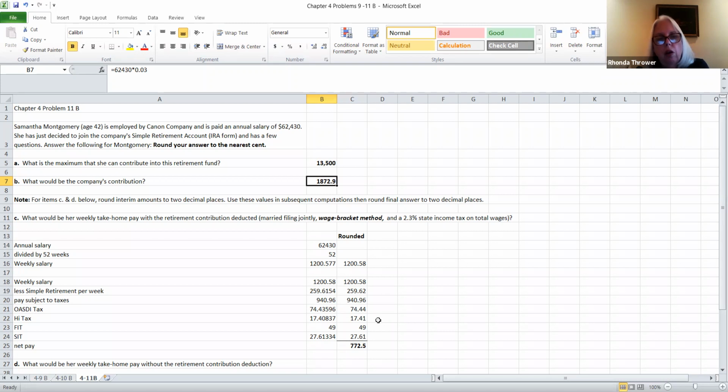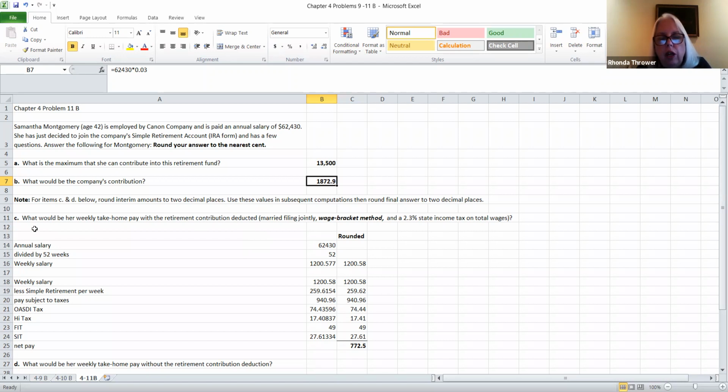So first of all, they want to know what her weekly take-home pay, her net pay, will be with the retirement contribution deducted. The retirement contribution is deducted from the regular earnings, and you are not taxed upon the amount that you have contributed as far as this simple retirement plan.